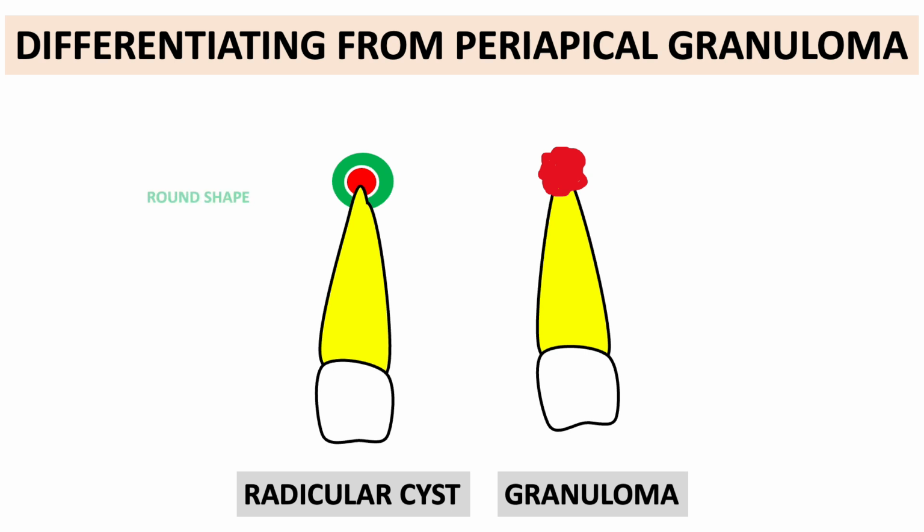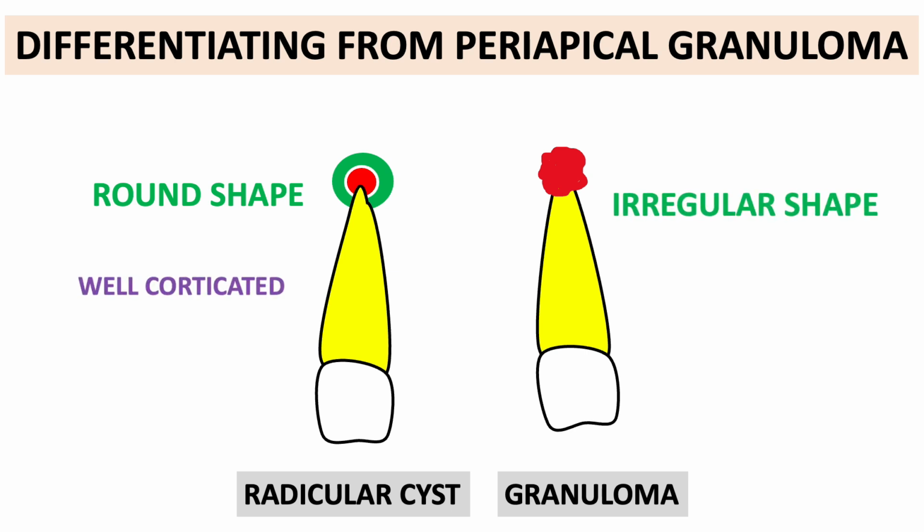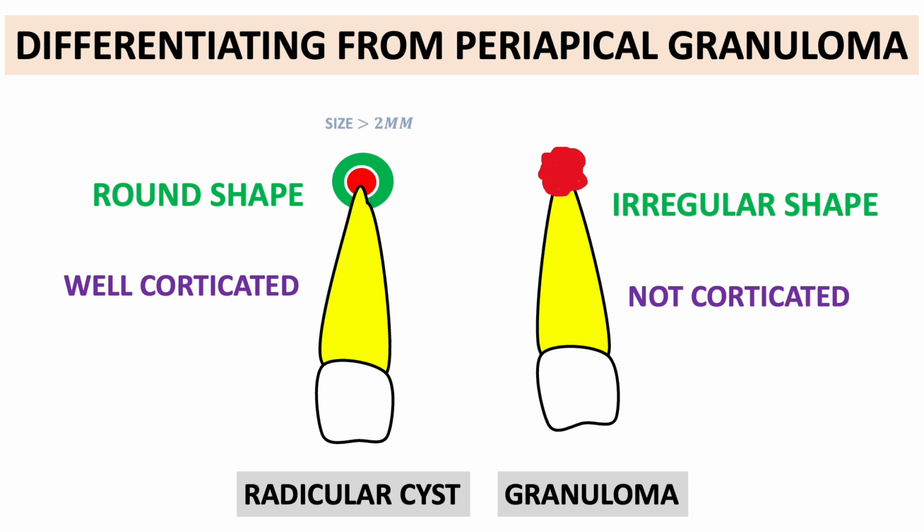In the first figure you can see a well rounded shape cyst, but in the second figure it's irregular in shape. Then in the first you can see a well corticated border, but in granuloma the border is not corticated, it's irregular, you cannot feel any cortex. And cyst is always greater than 2 mm in size, and granuloma is less than 2 mm in size. Now you can differentiate between the periapical granuloma and the radicular cyst.